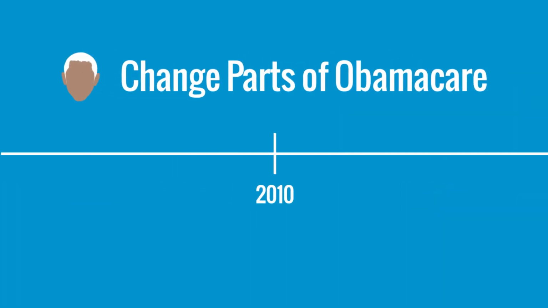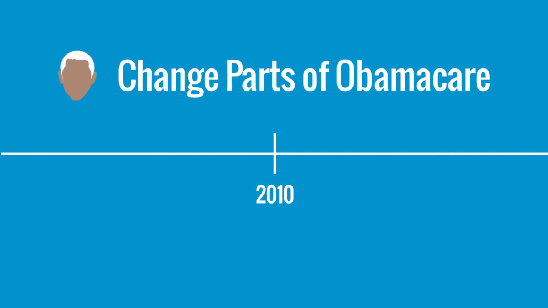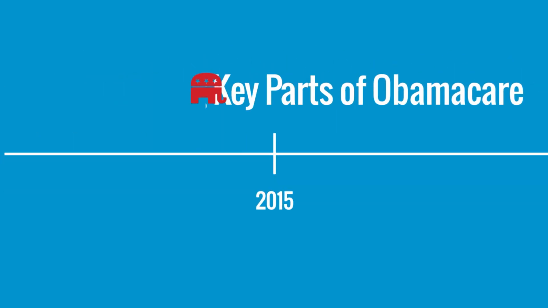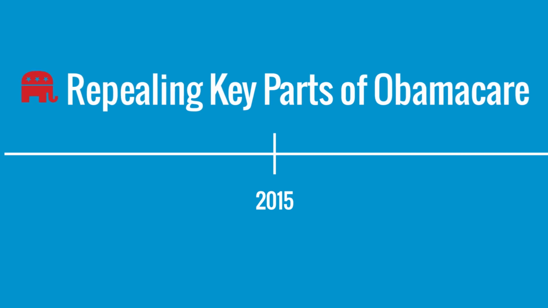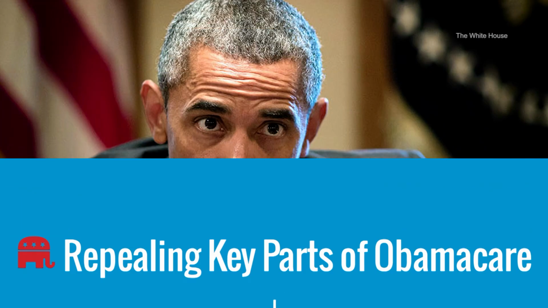Democrats used reconciliation to change parts of Obamacare in 2010, and Republicans used the process to pass a bill repealing key parts of the healthcare law in 2015. But to no one's surprise, Obama vetoed that one. Republicans have already taken the first step in the reconciliation process that puts them on the path to repealing Obamacare. So that's how reconciliation works.